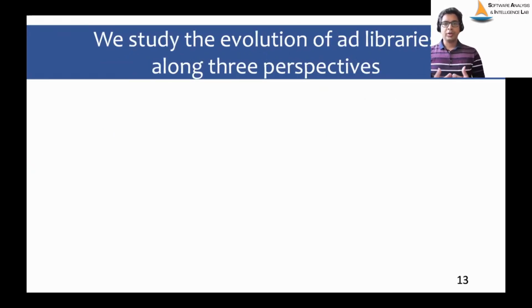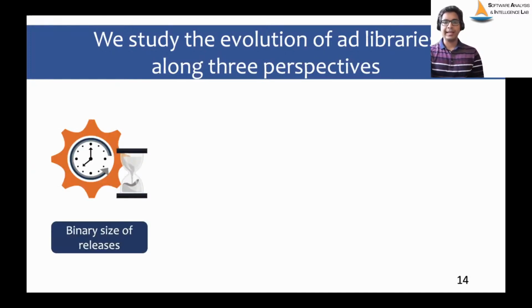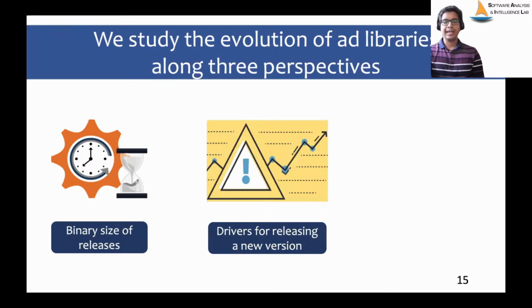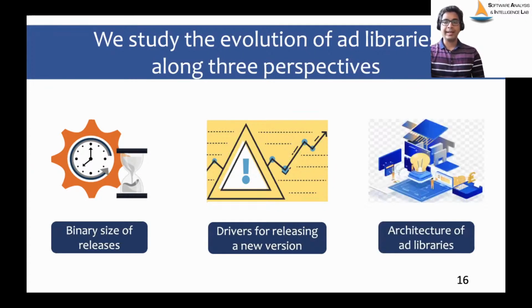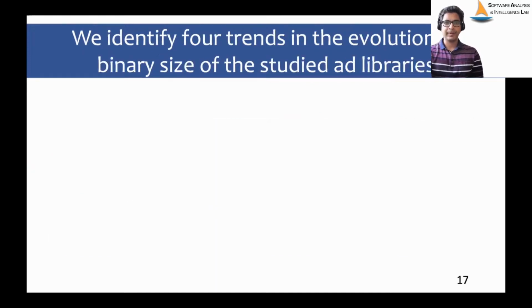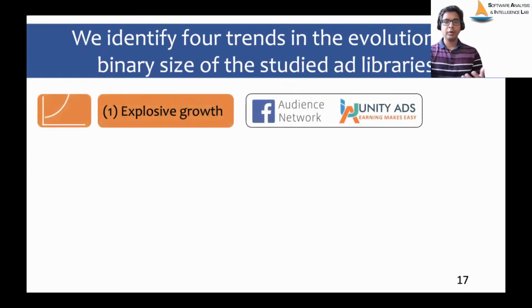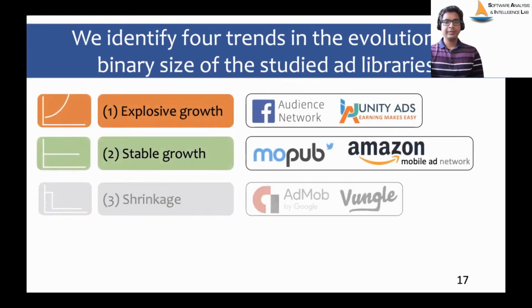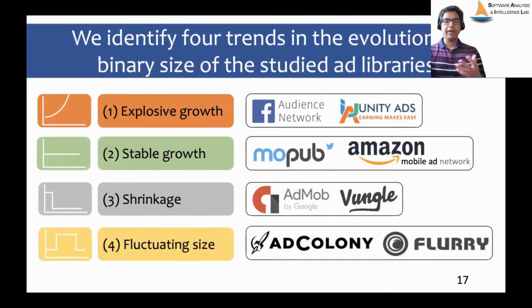We studied the evolution of ad libraries along three perspectives. We studied the binary size of the releases. We tried to understand the reason for releasing a new version of ad libraries. And we also studied the architecture of ad libraries. We identify 4 trends in the evolution of the binary size of the studied ad libraries: explosive growth, stable growth, shrinkage, and fluctuating size.